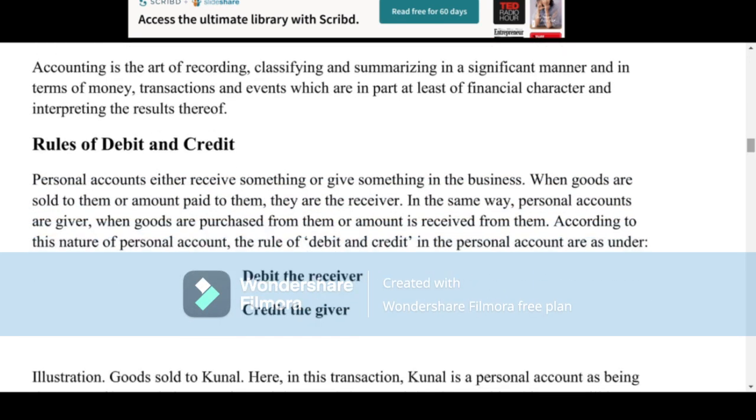Debit means the receiver. Let's suppose I intend to buy something from your shop, and against that good I will give you money. So what you can do is receive the money by debiting the money and crediting the goods.